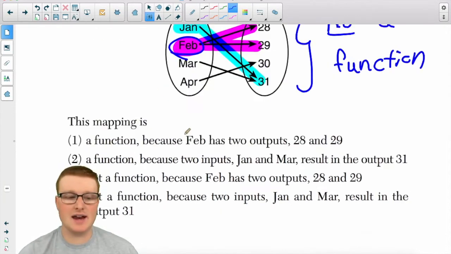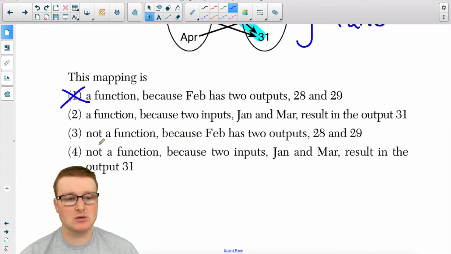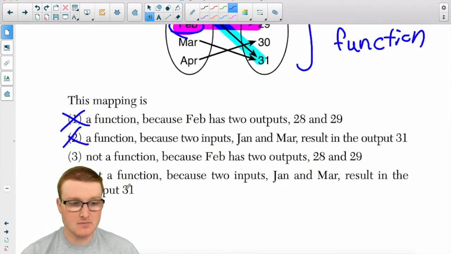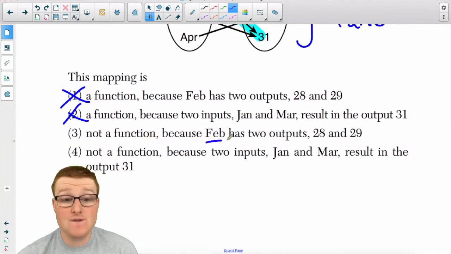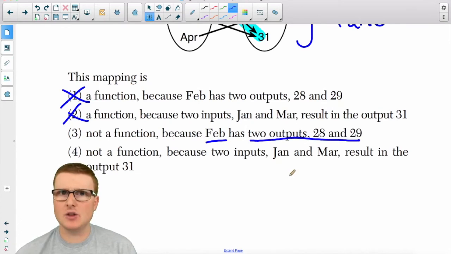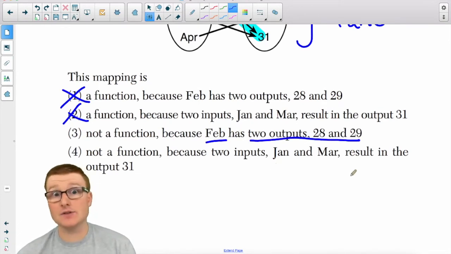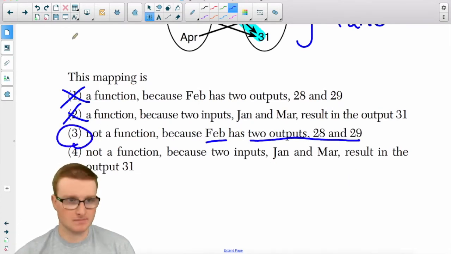So let's go ahead and find that answer. Is it a function? Absolutely not. Let's take a look at choice 3. Not a function, because February has 2 outputs, 28 and 29. In other words, February repeats itself twice. Boom. There's your answer.